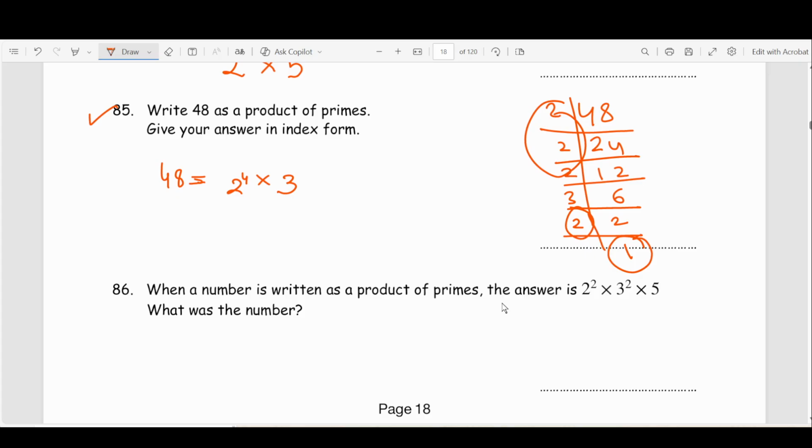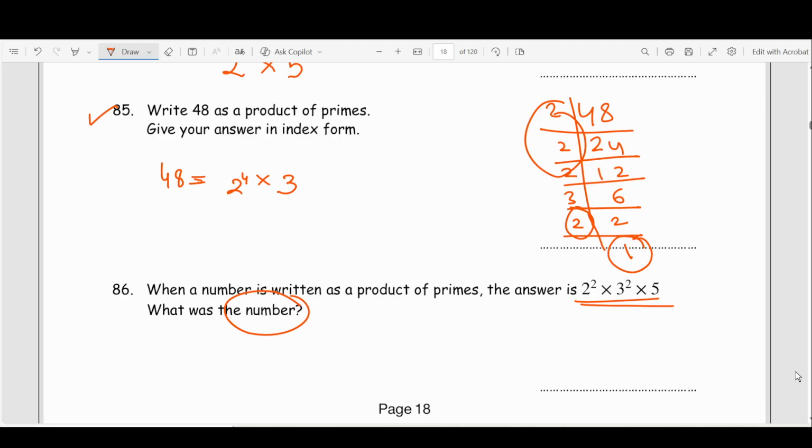In this one, you need to check what is the number. This prime product is given, a product of prime numbers. Basically, you need to expand. Can you try it? Hmm? Yeah. You want to try it? No. Okay, let me explain.